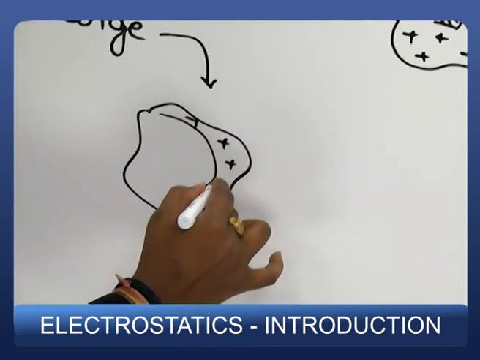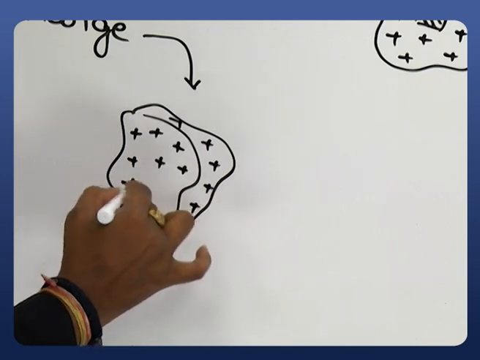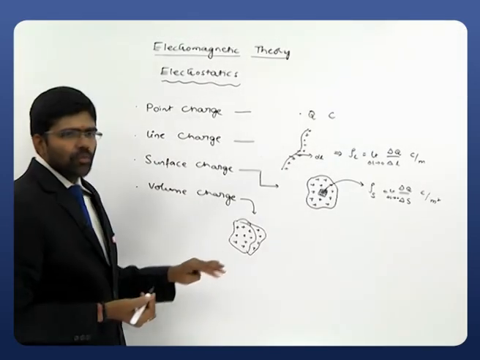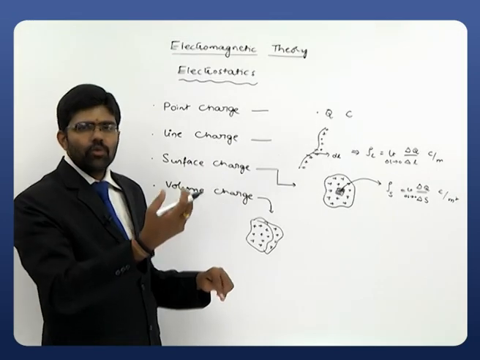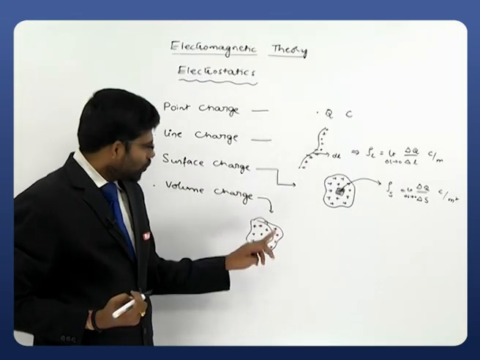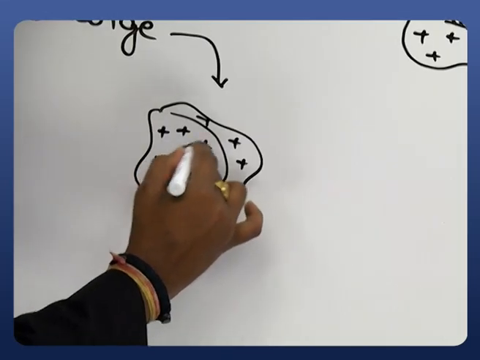So within that volume, the charge was uniformly distributed. Whenever you are supposed to observe this particular volume charge, you are supposed to take the volume charge density. Now, how was the volume charge density defined? The total charge per given volume.